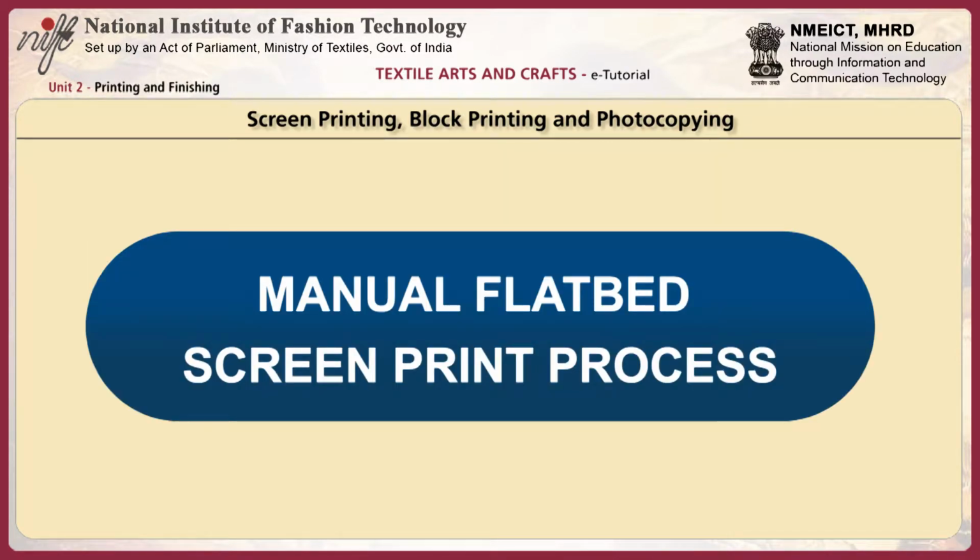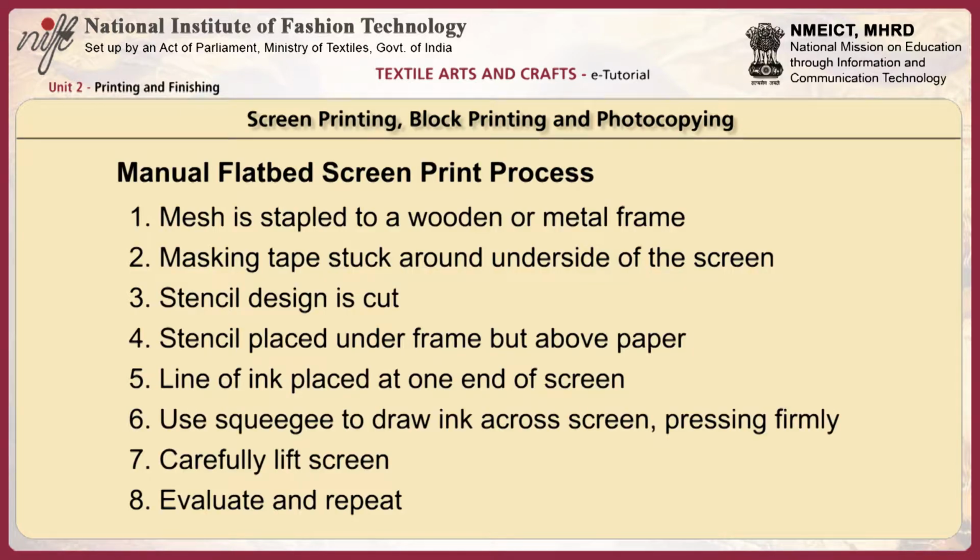Manual flatbed screen print process. First, mesh is stapled to a wooden or metal frame. Masking tape stuck around underside of the screen. Stencil design is cut. Stencil placed under frame but above paper. Line of ink placed at one end of screen.